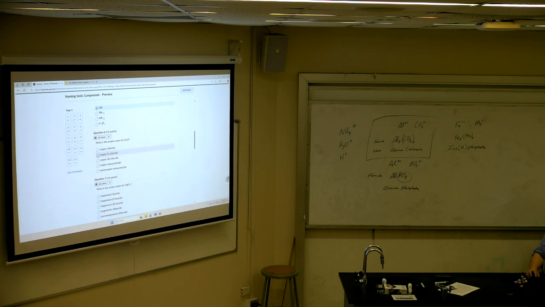So this is what you've got to put. There is such a thing as copper(II) chloride. That would be CuCl2, because it would have two negative charges to balance the two positive charges. Does this make sense? But this one's copper(I) because there's only one negative charge on it. Make sense?